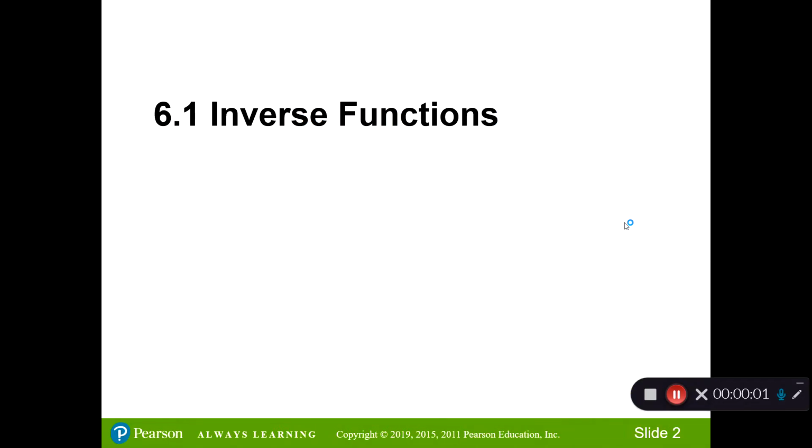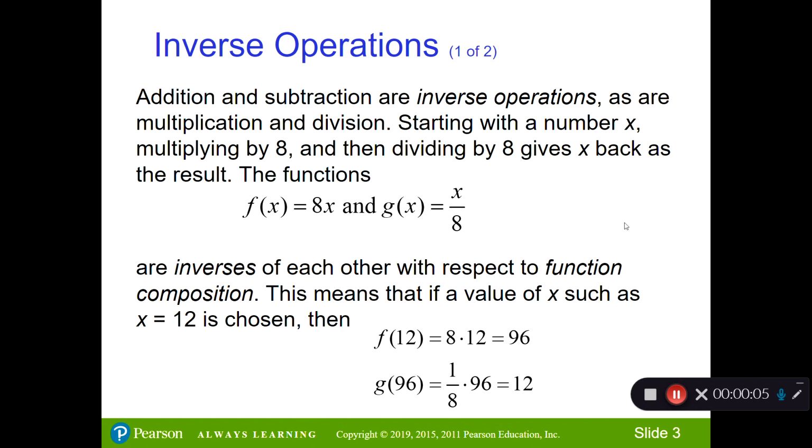Now let's talk about inverse functions. First of all, an inverse operation undoes what the original function does, right? So it undoes whatever our original function does. So here, this is multiplying a number by 8. So to undo that, we would divide by 8. That makes these inverse operations.